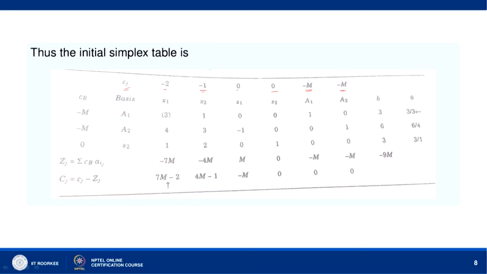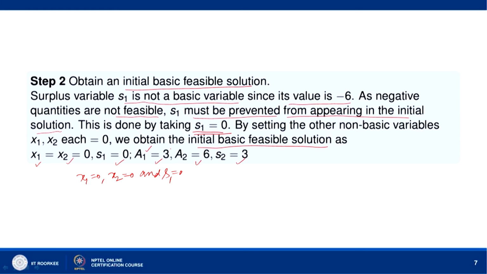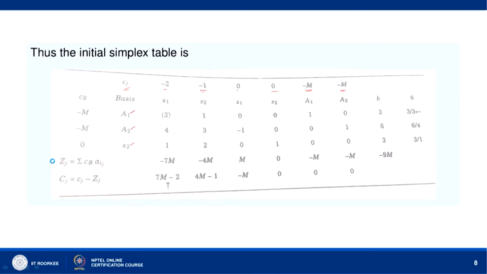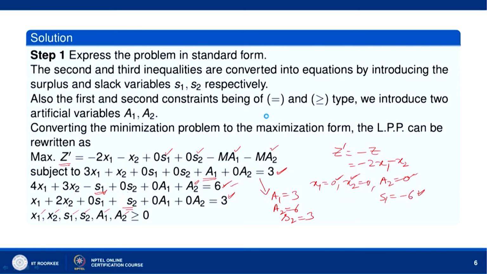The basis is a1, a2, s2. Basic variables are a1, a2 and s2, and non-basic variables are x1, x2, s1. These are the coefficients which we have written from the constants in these equations: the first equation, second equation, third equation.